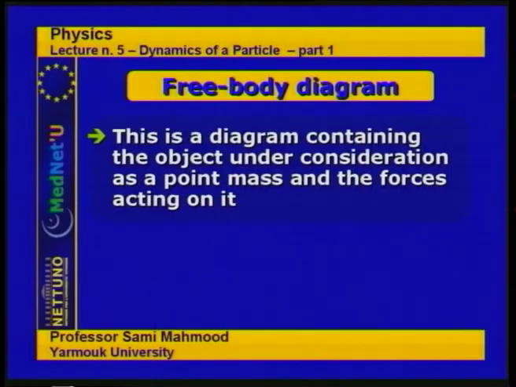In order to analyze the motion of an object, such as object A in our previous example, we have to draw what we call the free body diagram. This diagram simplifies the analysis. What is the free body diagram? The free body diagram is a diagram that contains the object under consideration as a point mass.